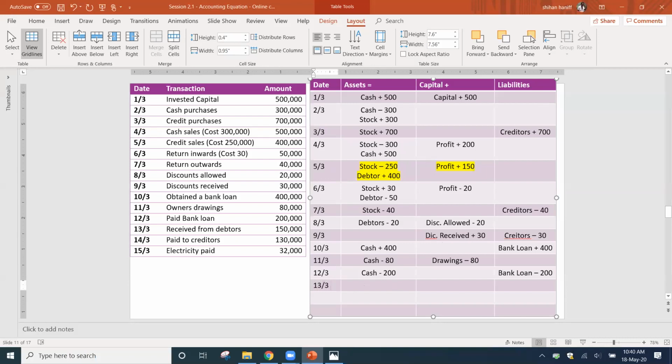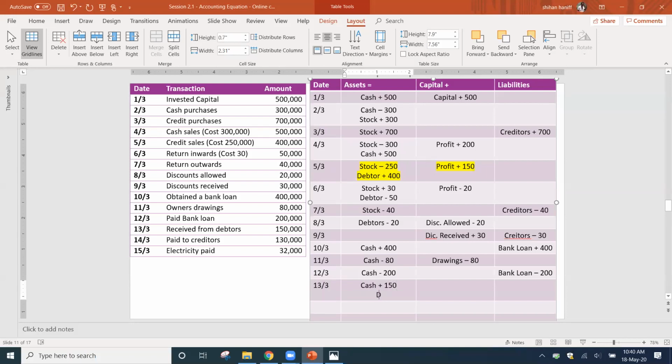Then 13th March, received from debtors. We are getting cash 150 from the debtors. Debtor will be minus 150. 14th March, we pay cash to creditors 130. Then the creditors will reduce by 130.